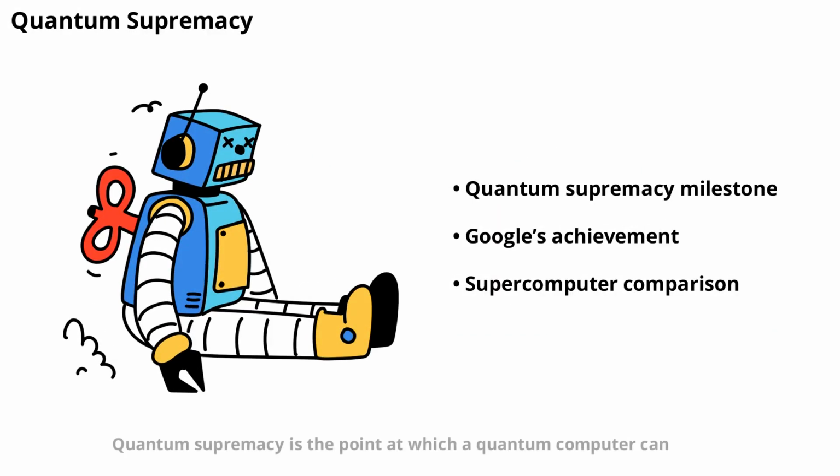Quantum supremacy is the point at which a quantum computer can solve a problem that is practically impossible for a classical computer. In 2019, Google claimed to achieve this milestone by performing a specific calculation in seconds that would take a supercomputer thousands of years. While the practical impact is still limited, it marks a significant step forward in the field.